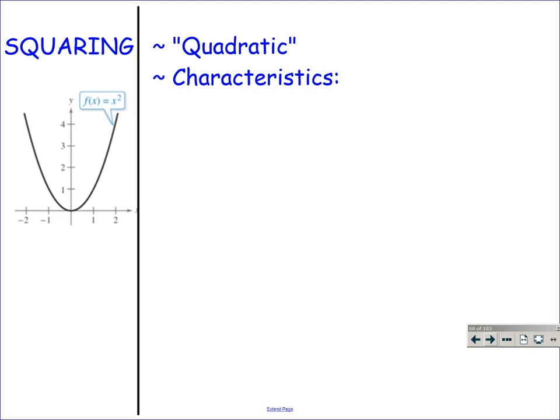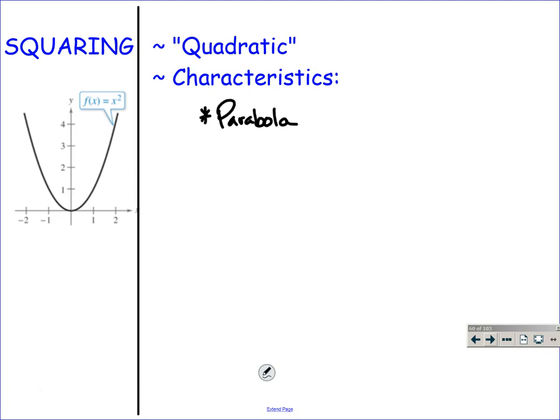Squaring, otherwise known as the quadratic. Now, the parent function is just plain old boring y equals x squared. What are some things that we know about this? It is a parabola, true? Parabola. Sounds like a virus.